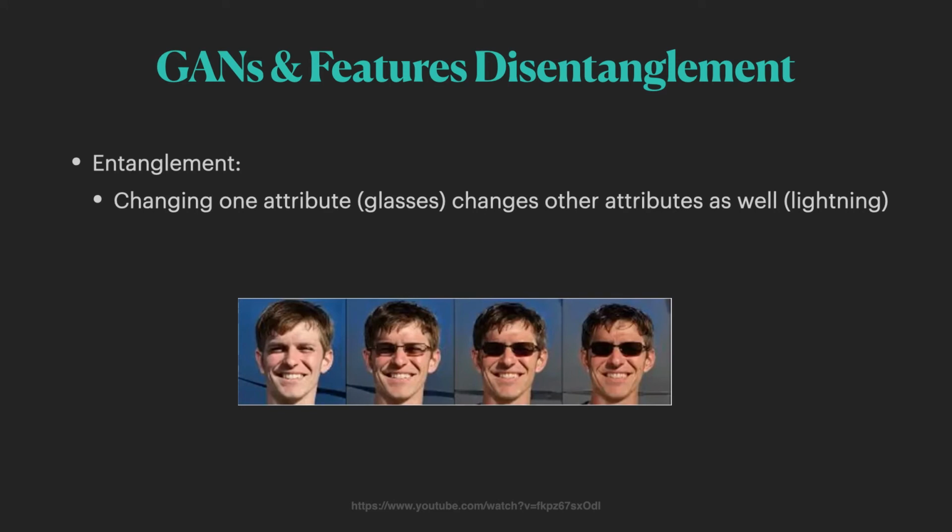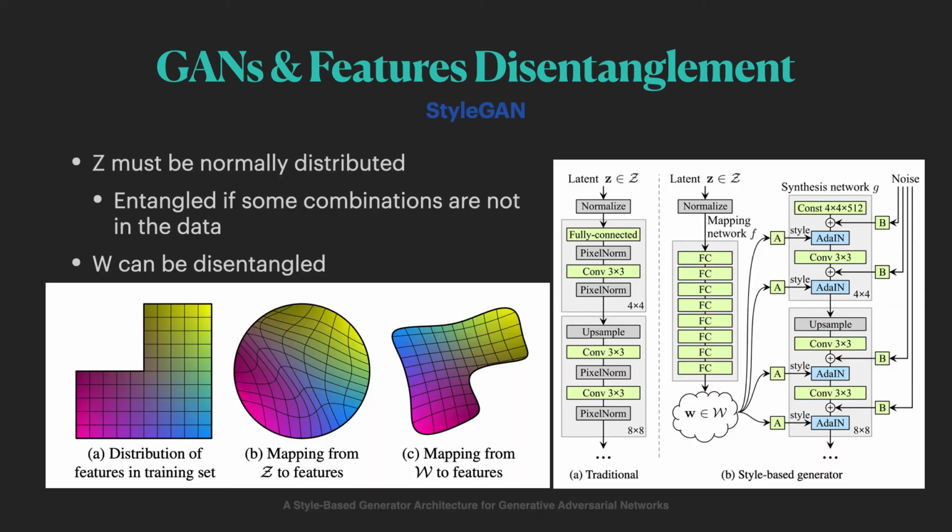Next, let's talk about disentanglement. If the features are disentangled, adding sunglasses, for example, will not change anything else. But in this example, you can see it changes skin color and background as well. This means that the features are entangled.